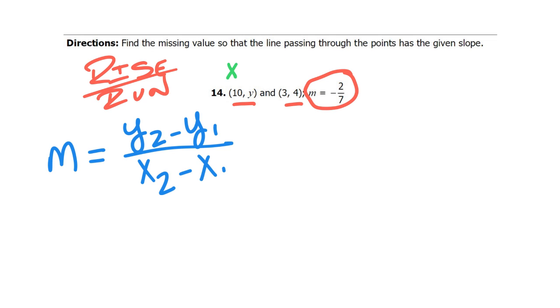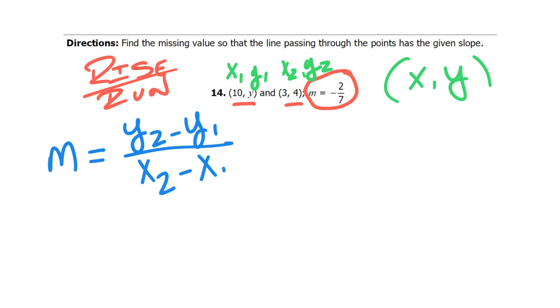So I'm going to call the 10 x sub 1, and the y sub 1, that's just a variable, we don't know it. The other ordered pair, the second ordered pair, the 3 is going to be my x sub 2, and the 4 is going to be my y sub 2. That's because we always have an ordered pair in the form of x, y.